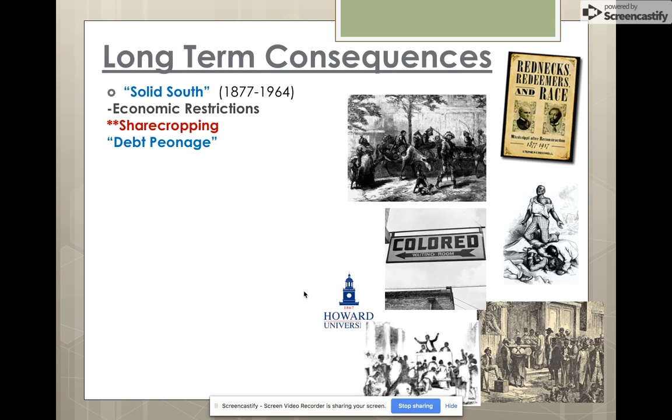So sure, politically and physically they have their freedom, but economically, there's still really no significant advantages for the former slaves or the poor whites of the South. So economically speaking, the advantages haven't really changed hands.